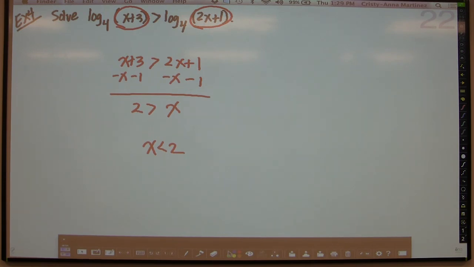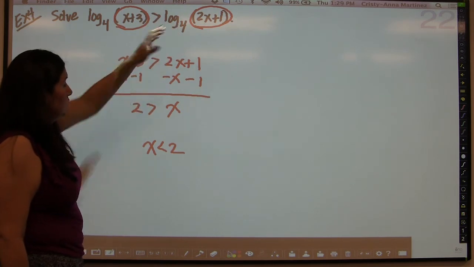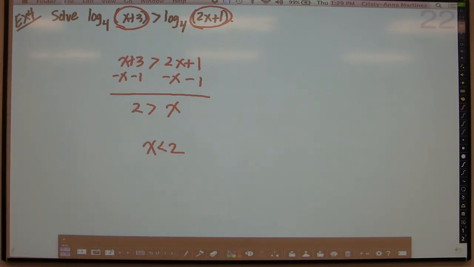But no, if you plug 2 into this, 2 plus 3 is 5, that's not a problem. 2 times 2 is 4, plus 1 is 5, it's not going to be a problem. They're going to be equivalent there. But the problem is that we have domain issues for logarithms. Okay, so the log can never be negative.